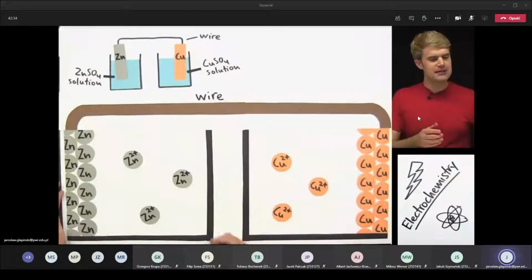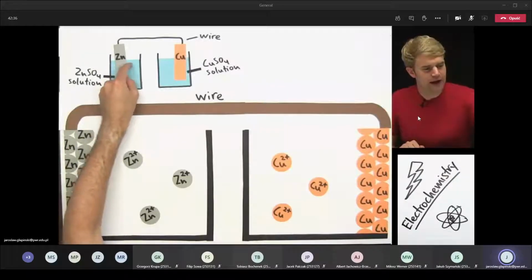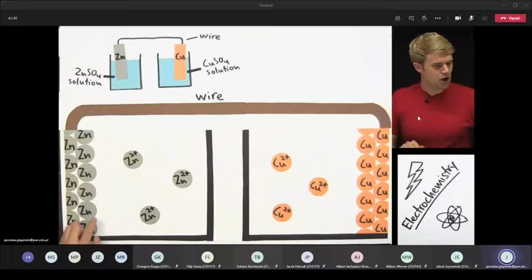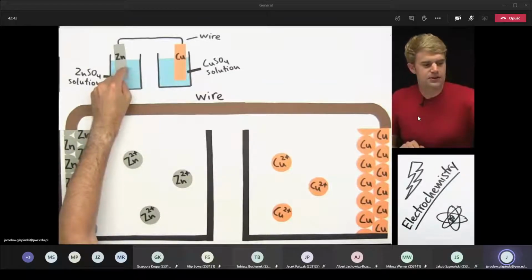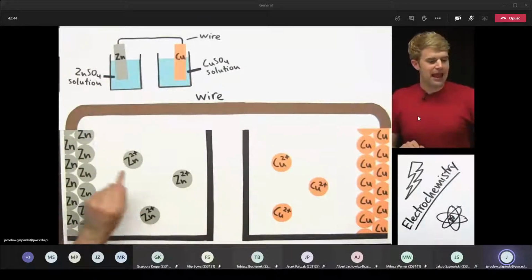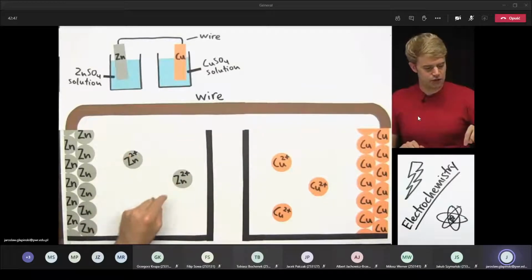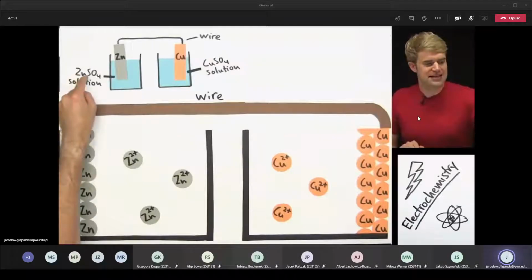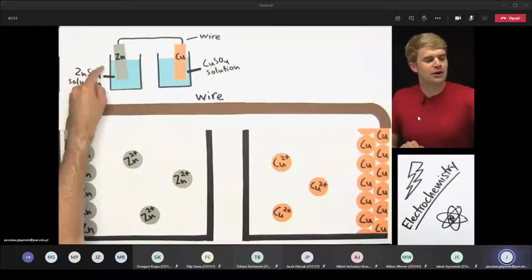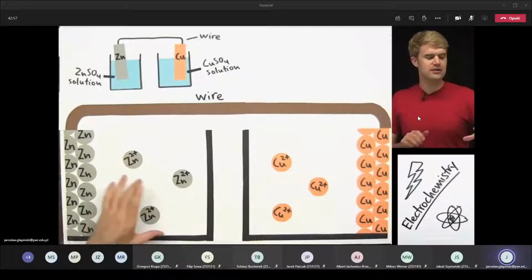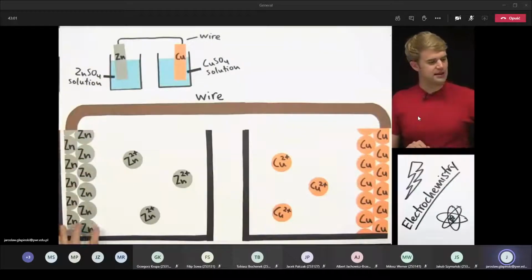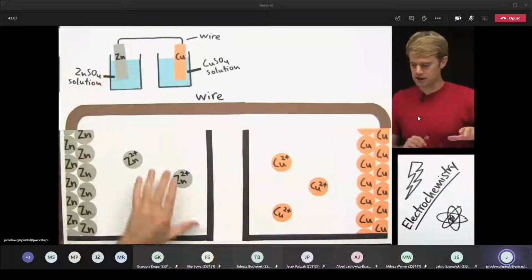This is a magnification of the area here. These zinc atoms are on the edge of the piece of the zinc metal. And then these Zn2+ ions are in the solution. They're part of this ZnSO4 solution. I'm not showing the SO4 here. I just want to focus in on the zinc. So zinc ions in the solution and these zinc atoms in the piece of zinc.